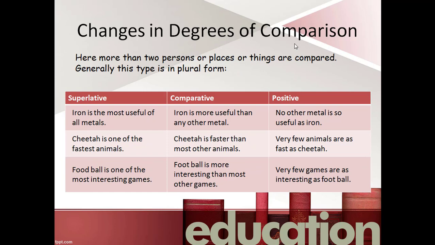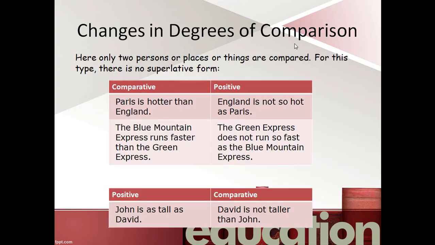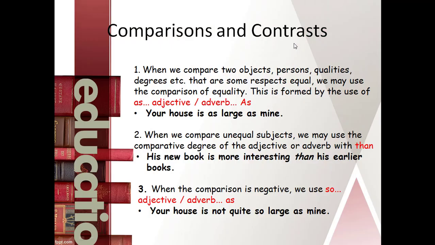Here only two persons or peoples or places or things are compared. For this type there is no superlative form. For example, Paris is hotter than England. England is not so hot as Paris. The Blue Mountain Express runs faster than the Green Express.